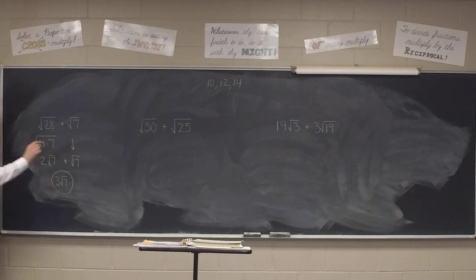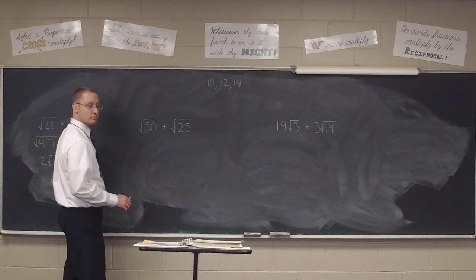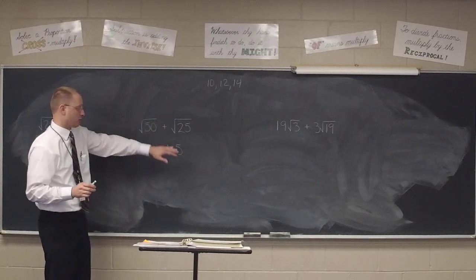Perfect. Did you get the same thing, Lana? Excellent. Look at the next one, Lana. Talk me through. Take the square root of 25 is 5. Good. Don't try to factor it. Just take the root. It's rational. It's a perfect square.